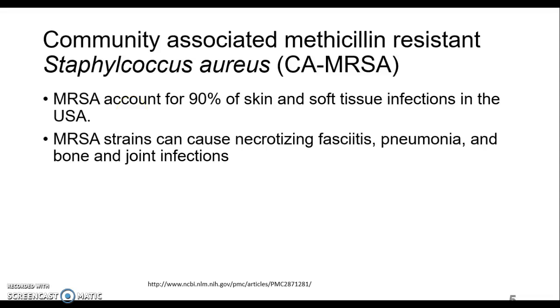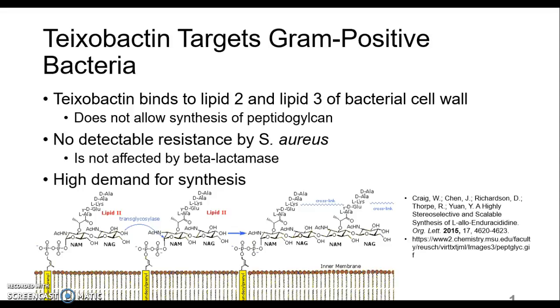Methicillin-resistant Staphylococcus aureus accounts for 90% of skin and soft tissue infections in the USA. And these can cause necrotizing fasciitis, pneumonia, and bone and joint infections. Teixobactin targets these gram-positive bacteria, such as Staphylococcus aureus, by binding to lipid 2 and lipid 3, precursor molecules that are involved in the synthesis of peptidoglycan.